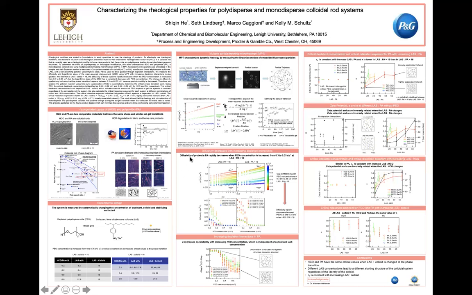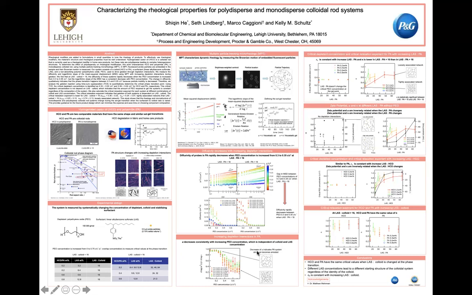First, from the MPT, we find that the diffusivity of the probes in the PA rapidly decreased when PEO concentration increased from 0.3 to 0.35 at the LAS to PA, which has this MSD gap here, which indicates that the transitional point might be between these two concentrations. Then we find that alpha decreased consistently with increasing PEO concentration, which indicates that the PA system structure becomes arrested, and this is independent of colloid and LAS concentration.